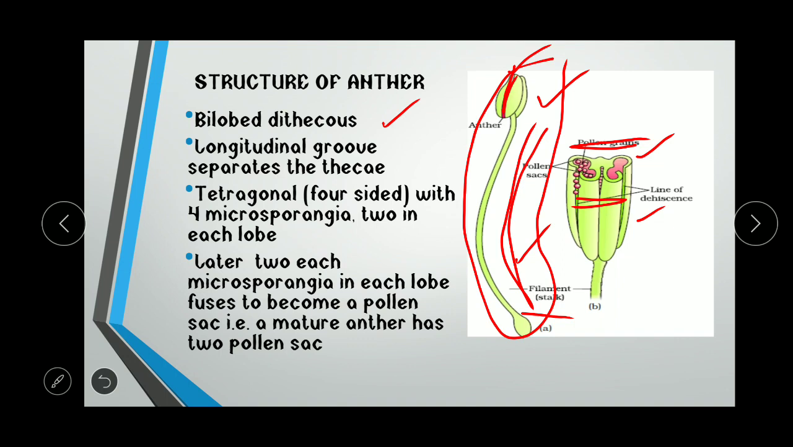Then it is tetragonal, that is four-sided, with four microsporangia. The microsporangium is the structure in which the formation of pollen grains takes place, and it is present two in each lobe. Later two microsporangia fuse to form a pollen sac, that is a mature anther has two pollen sacs. From the beginning it has four lobes, but later two lobes fuse to form a single pollen sac. That's why a mature anther contains two pollen sacs.